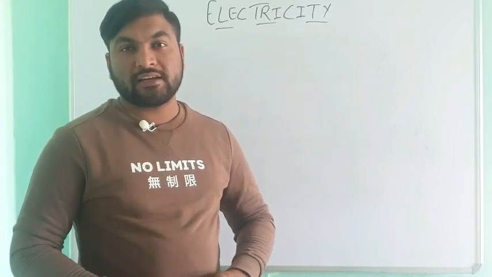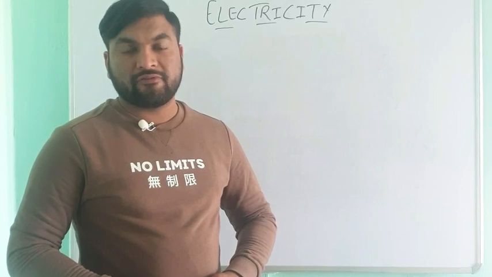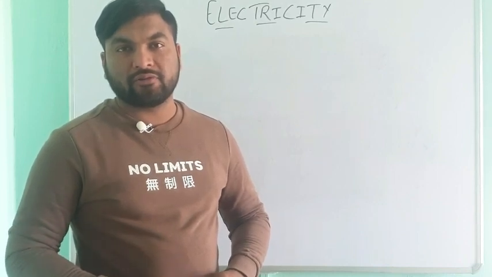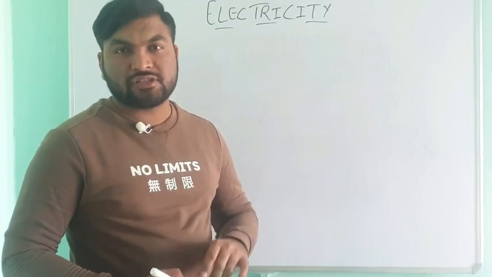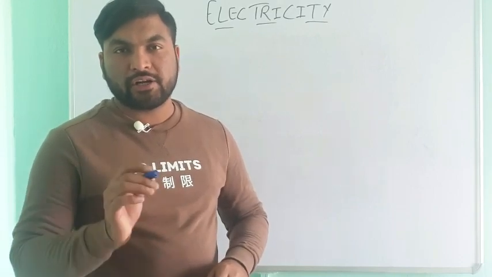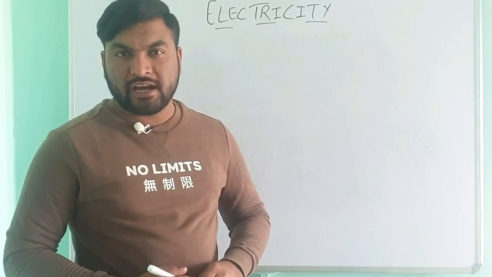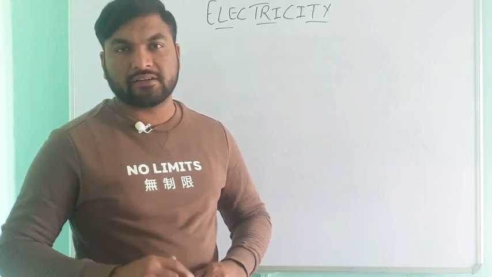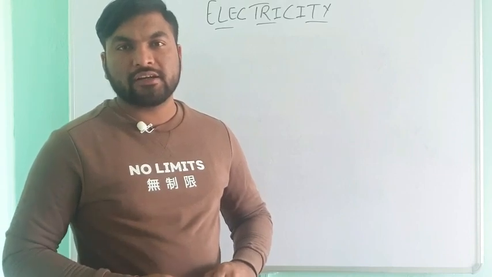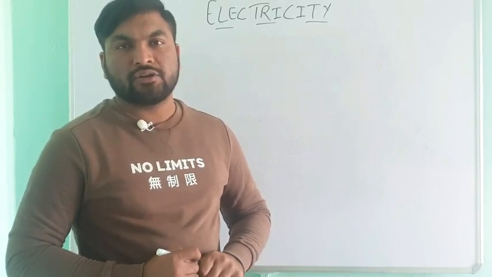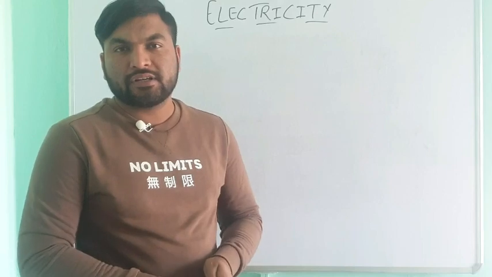So what is electricity? It can be defined as the rate of amount of flowing charge, or we can say that the amount of charge flowing through a particular area in a unit time. So it is called electric current. We can define electric current as the rate of flowing charges in a particular area in a unit time.